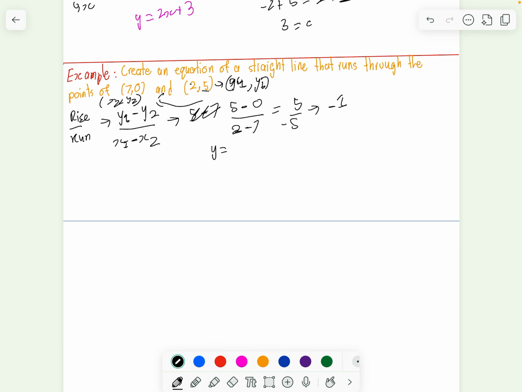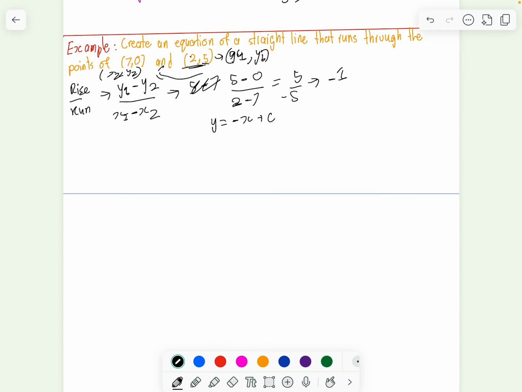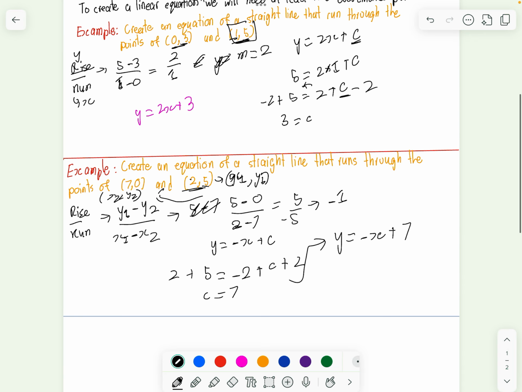So we have y equals negative x plus c, and then we do the same substitution method. If y is equal to 5 when our x is 2, what is our c? Obviously you add 2 on this side, which will then be c equals 7. Now y equals negative x plus 7 is the equation of this straight line that runs through the points.